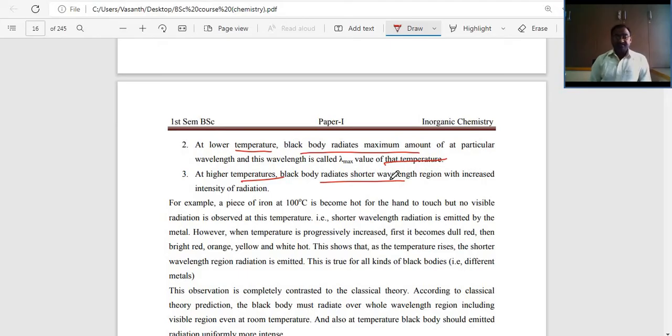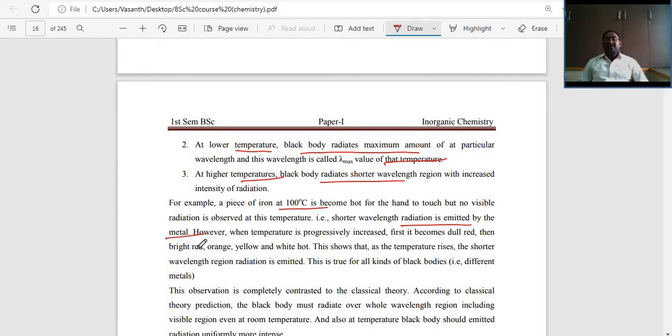For example, a piece of iron heated at 100 degrees Celsius becomes too hot for the hand to touch, but no visible radiation is observed at this temperature. At higher temperatures, shorter wavelength radiation is emitted by the metal.